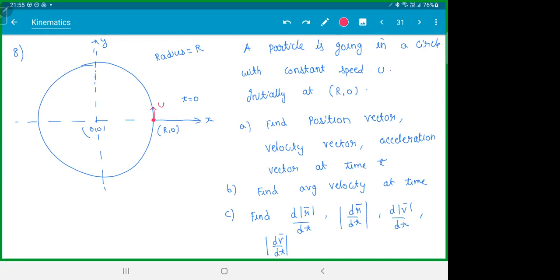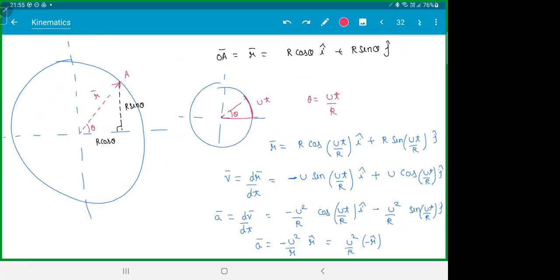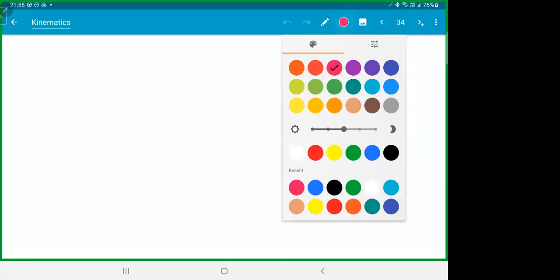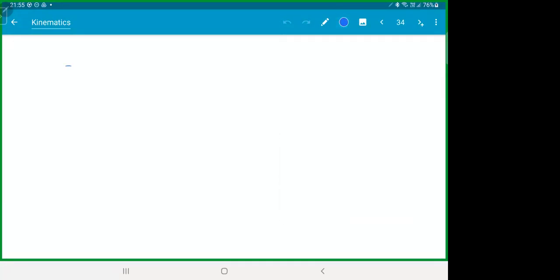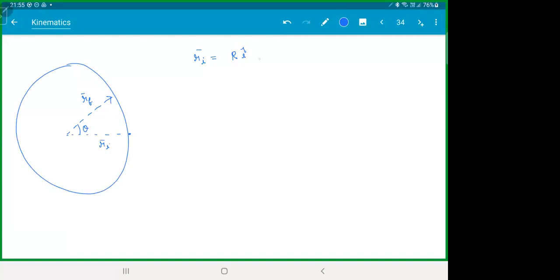How do you find the average velocity? What's the definition of average velocity? Average velocity is displacement by time. So initially you are here. The initial vector is nothing but r i cap. After time t, this is theta. This was your r final. This was your r initial. The result is important, right? This was a direct, mains or CET level question.